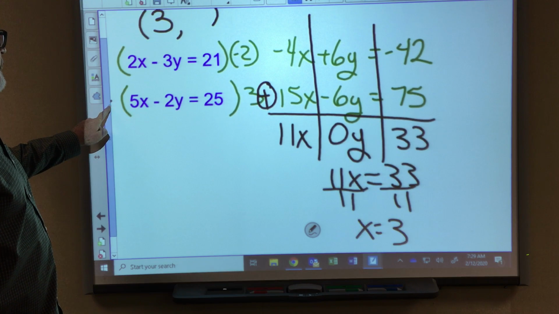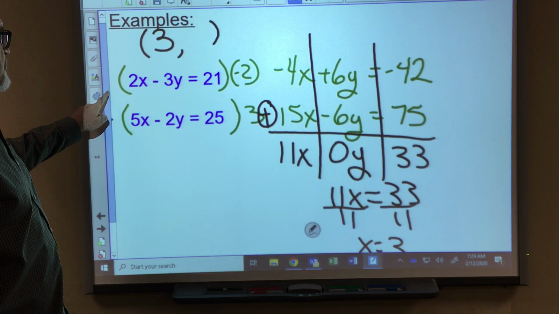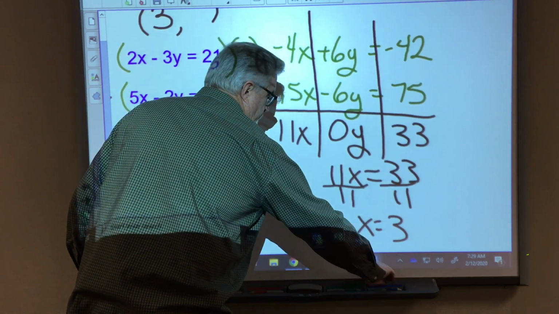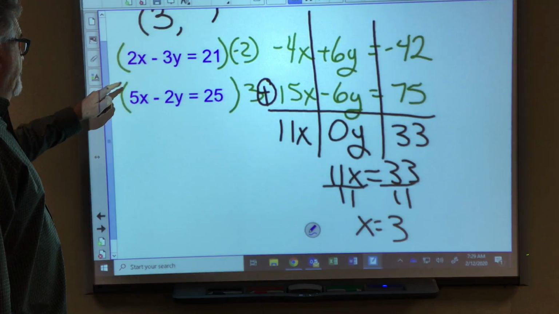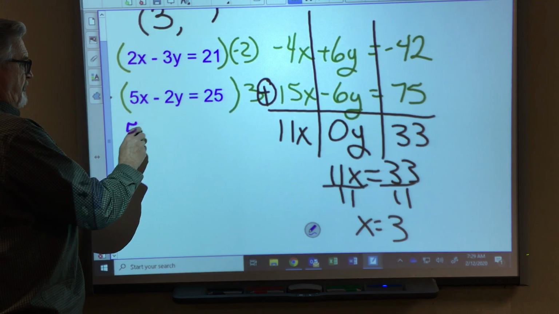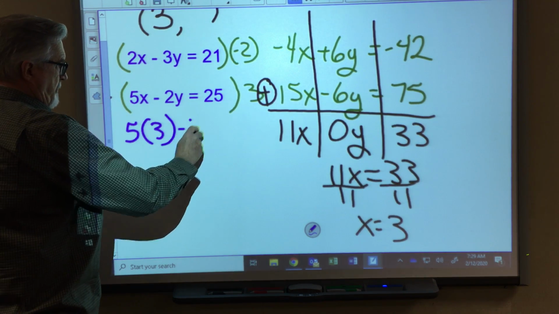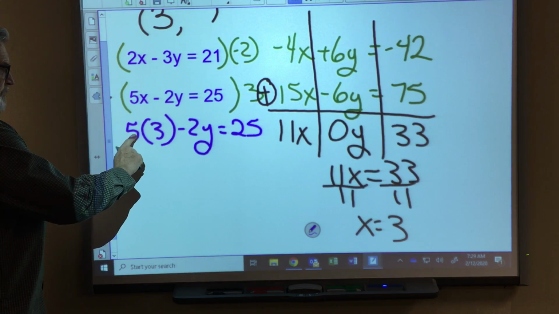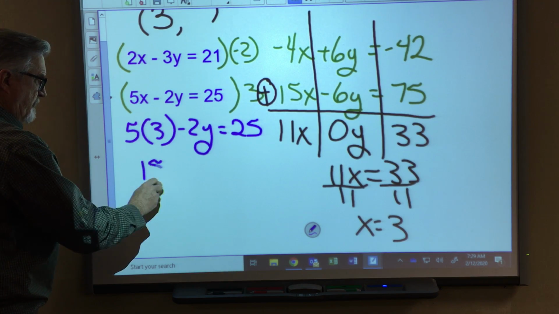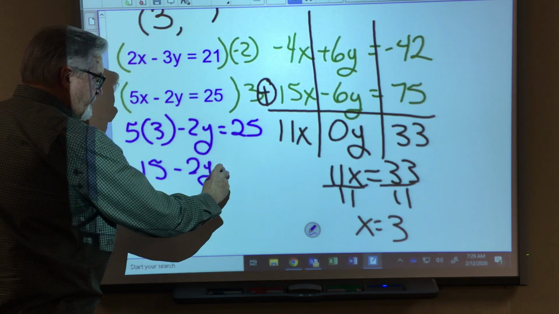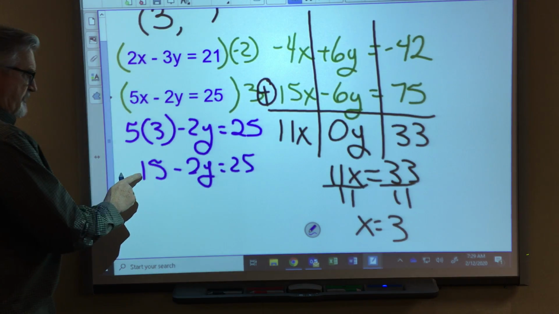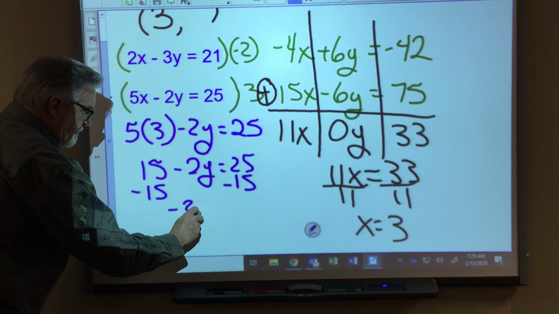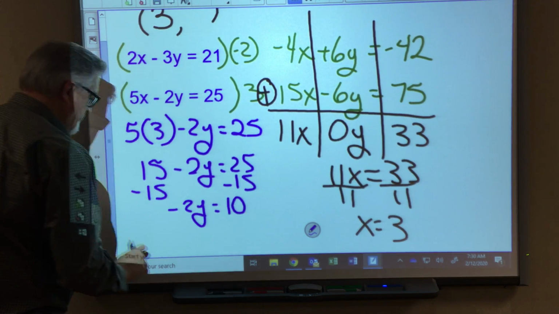Now we can take that 3, plug it into either one of our original equations, and we'll just plug it into this bottom equation here. So when I plug 3 in for x, I'm going to have 5 times 3 minus 2y is equal to 25. Well, 5 times 3 is 15, minus 2y is equal to 25. We need to subtract 15 from both sides. So now I have negative 2y is equal to 10.